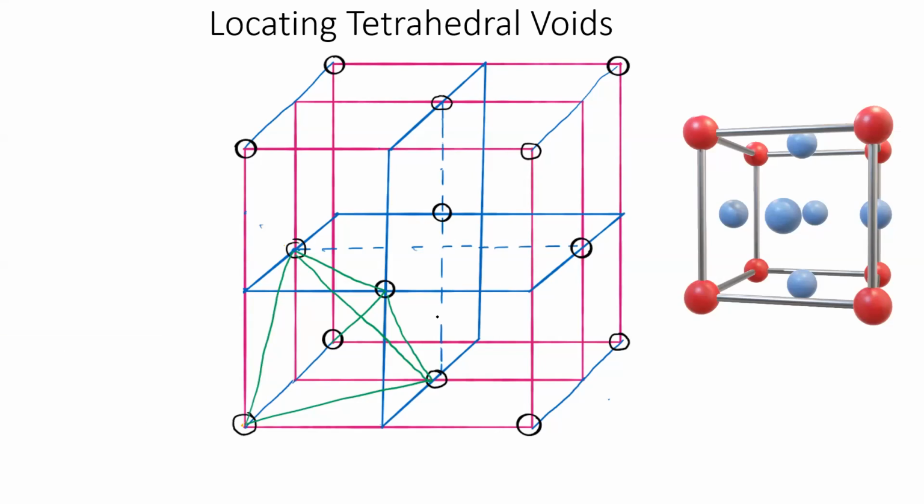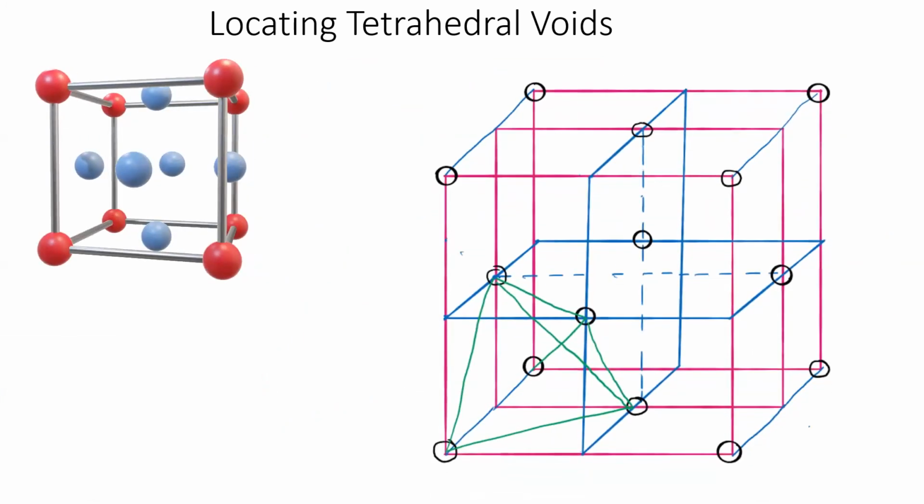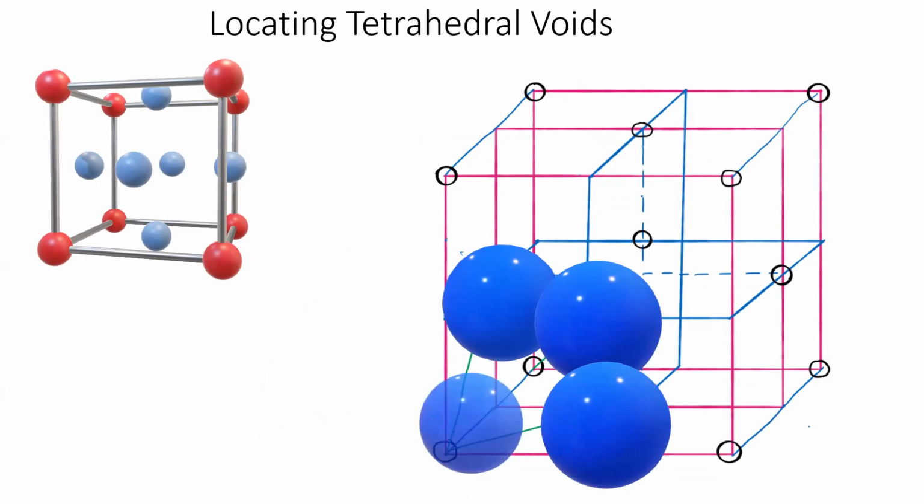So how many corner atoms are there for this cube? 8 corners. So 8 tetrahedral voids will be there. I'll explain again. So here one atom is here, one atom is here, one atom is here, another atom is here. Now in between these 4 atoms we have some empty space.